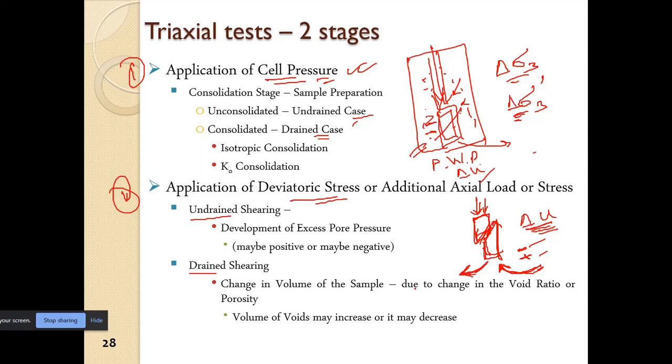So we will see what the different cases are. The basic thing is that one is undrained shearing and the other is drained shearing. So we have two stages. One is application of cell pressure, and the other is application of the deviatoric load. In both cases it may be undrained or drained, and again in the application of deviatoric stress it may be undrained or drained.